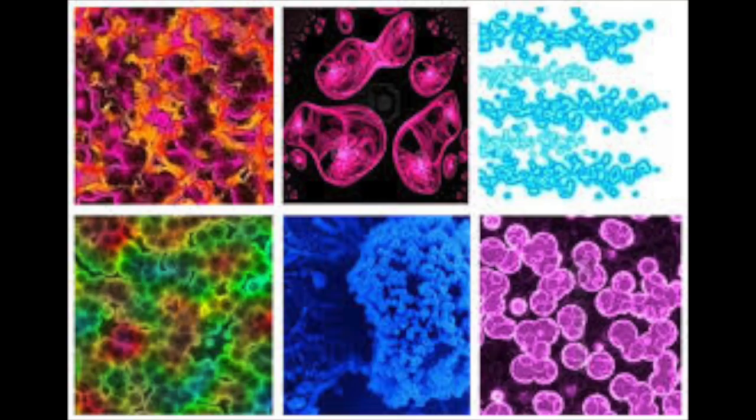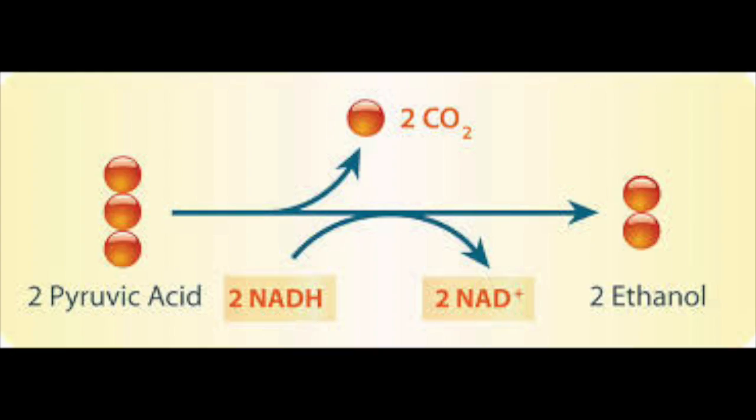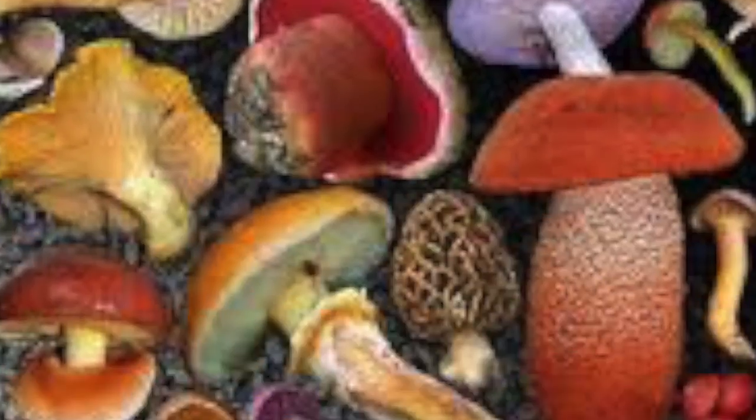Lactic acid fermentation occurs in animals and bacteria. Electrons from NADH are transferred to pyruvate to produce lactic acid and NAD+. Ethanol fermentation, or as most people know it, alcoholic fermentation, occurs in plants and fungi.